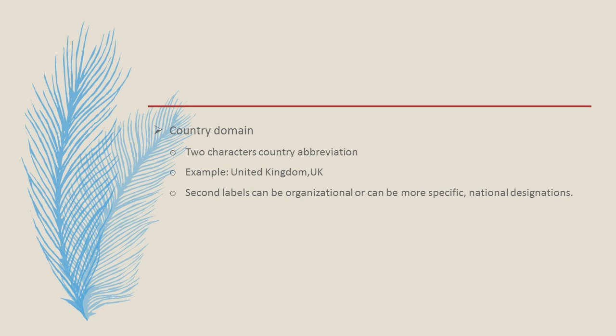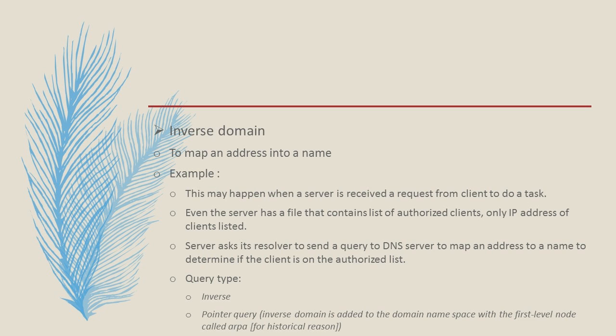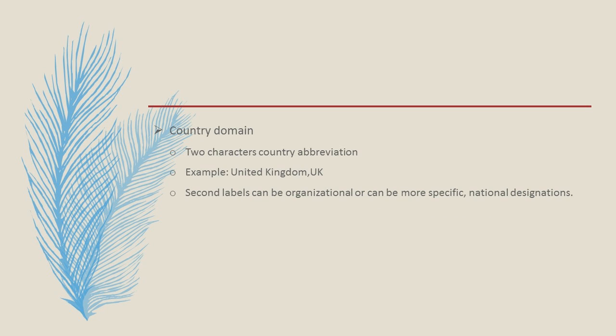Second labels can be organizational or they can be more specific national designations. The United States, for example, uses state abbreviations as the subdivision of US, for example, CA.US. The inverse domain is used to map an address to a name. This may happen, for example, when a server has received a request from a client to do a task. Although the server has a file that contains a list of authorized clients, only the IP address of the client, extracted from the received IP packet, is listed.